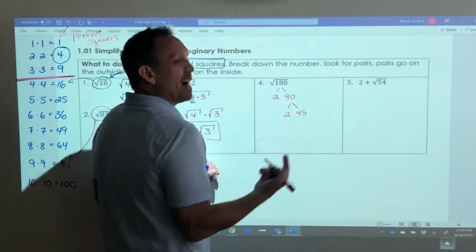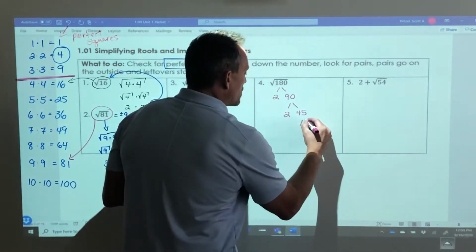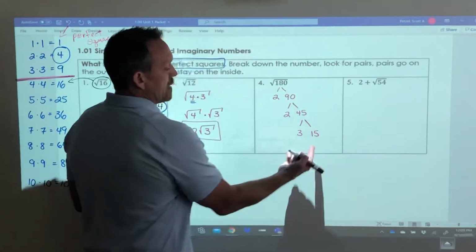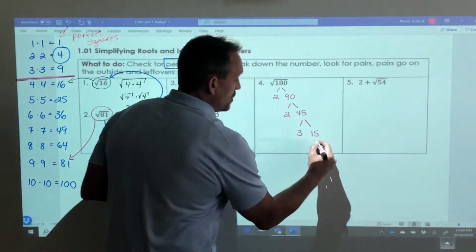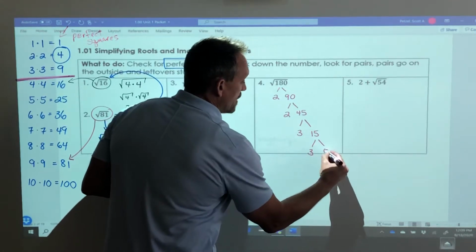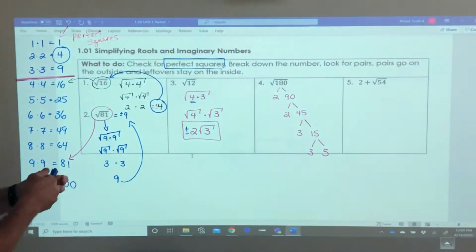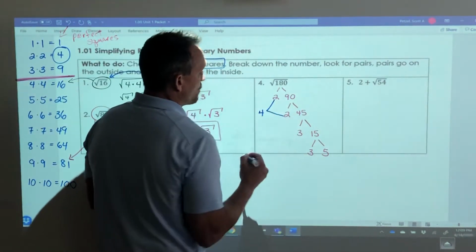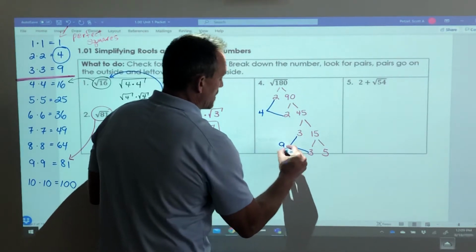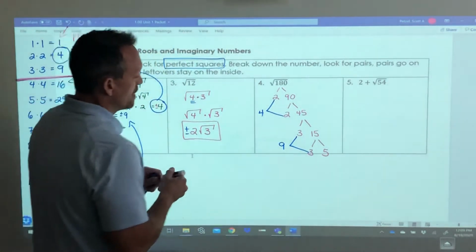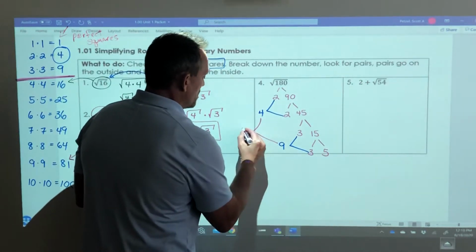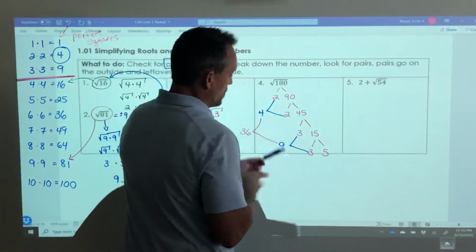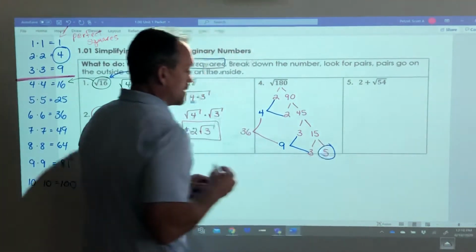I can't divide 45 by 2, but I'm going to divide it by 3. 45 divided by 3 is 15. 15, I can't divide by 2. Divided by 3 is 5. So now I have all of these numbers. If I look at these two, I have 2 times 2 is 4. 3 times 3 is 9. Multiply these two, 36. And then I have also the additional 5 that's left over.